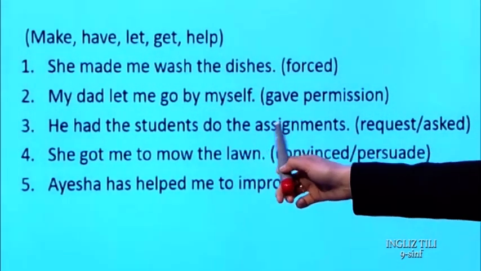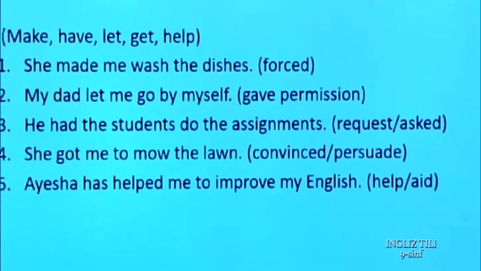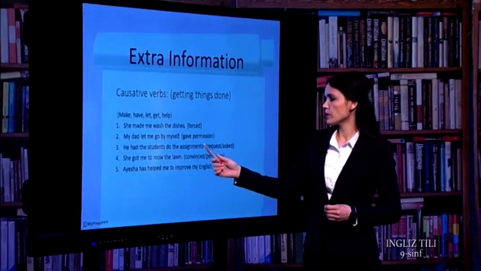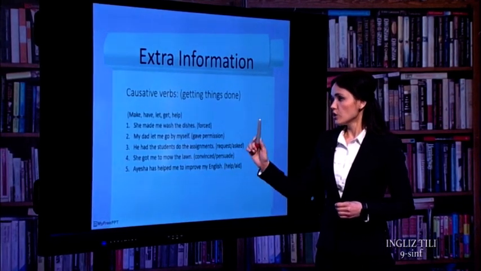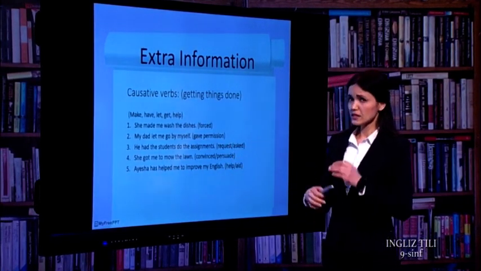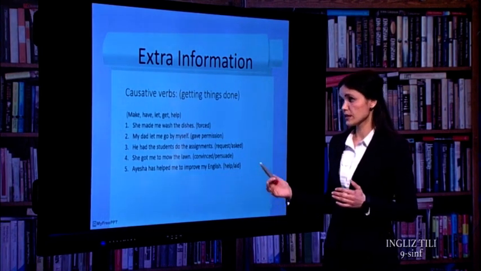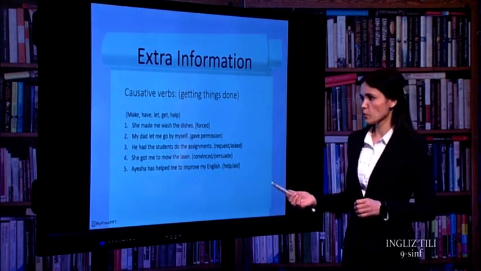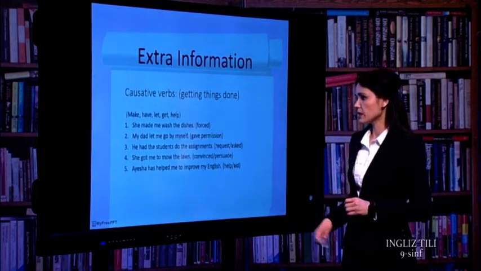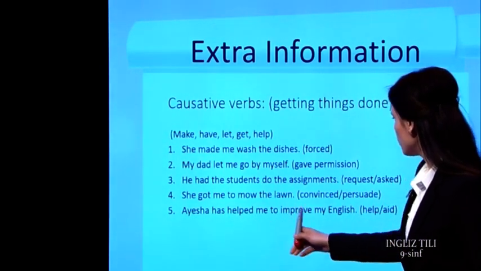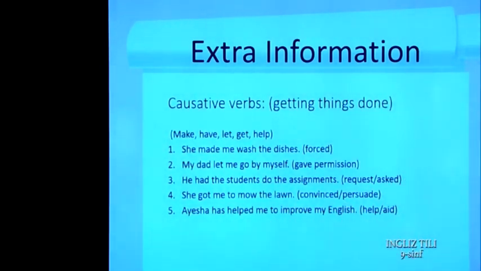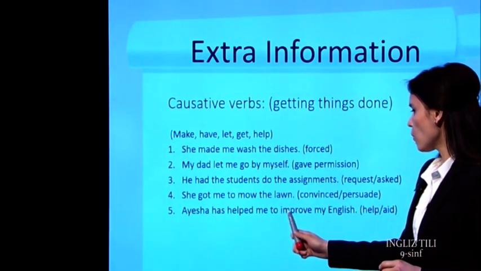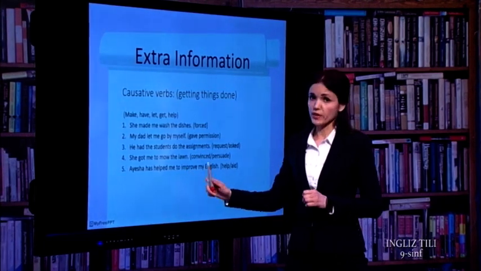He had the students do the assignment. That means request. What does request mean? Ask. So he had the students do the assignment. That means he doesn't need to do his assignment because this is my assignment for students, not for himself. That's why he had the students do the assignment. The last one, Aisha had helped me to improve my English. That means has helped me to improve. So after the verb help, you can use either to or without.